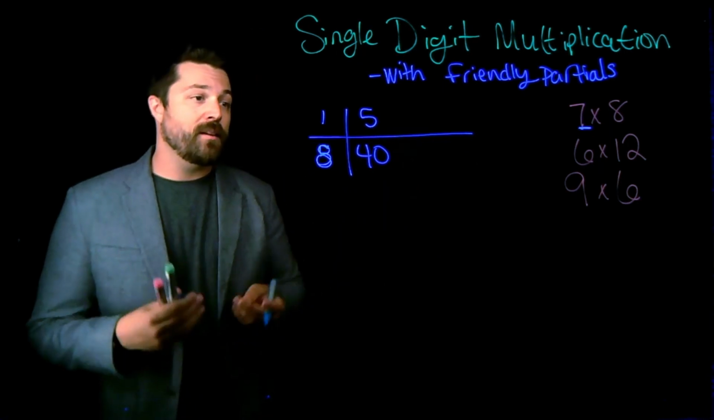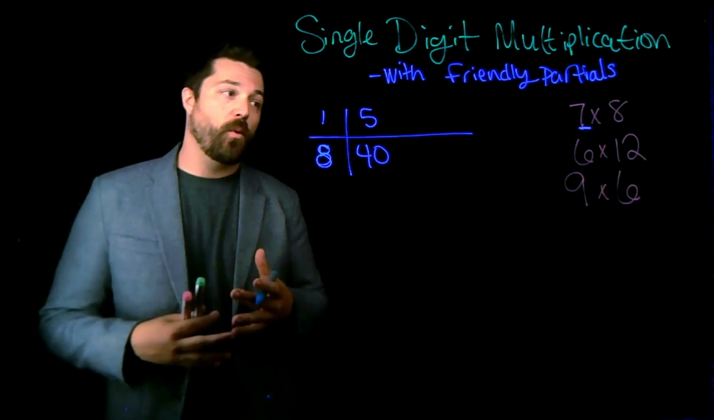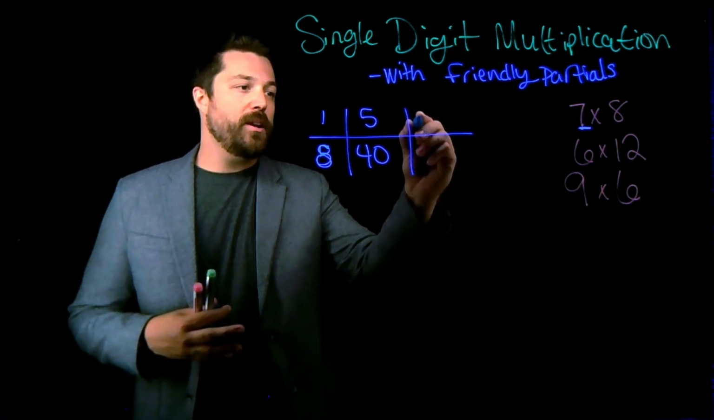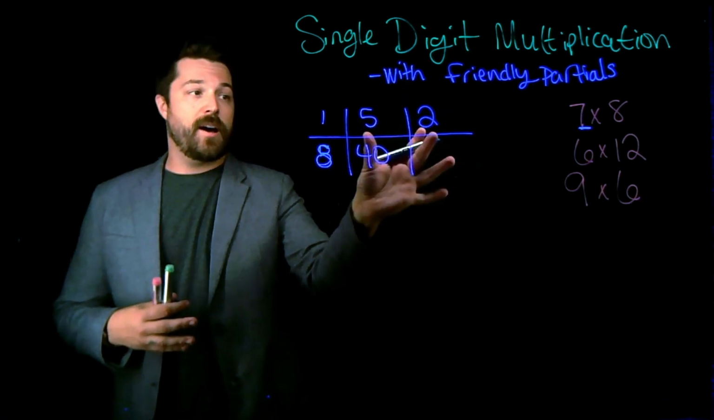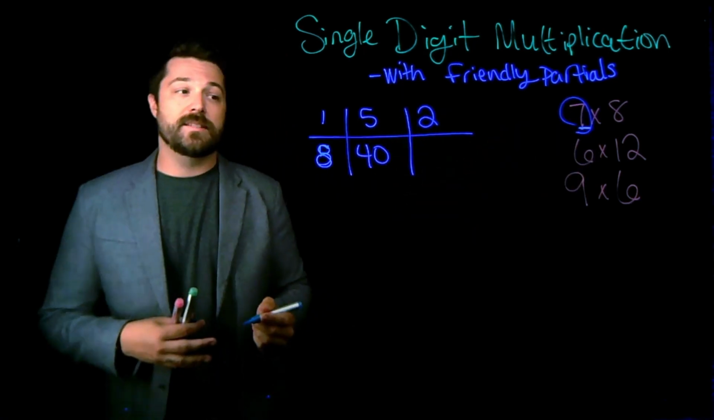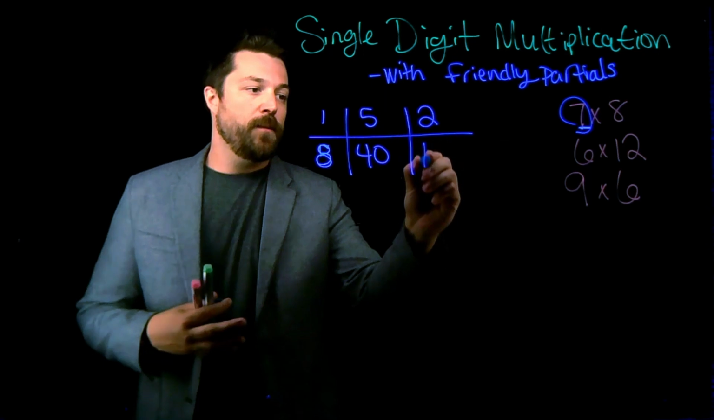Another really friendly number to work with is 2. And the reason that I think of 2 is if I can combine my partials of 5 and 2, that's going to give me that 7. And I know that 2 times 8 is 16.